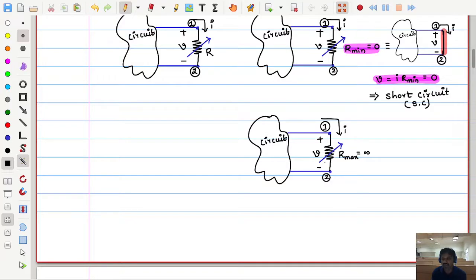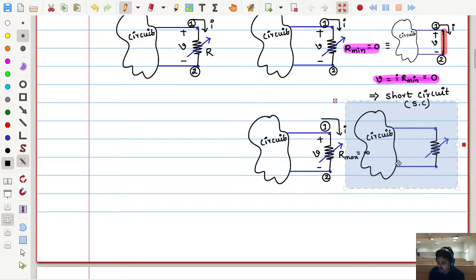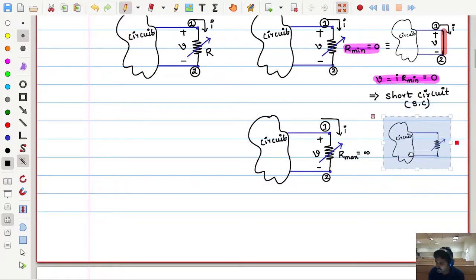Zero current. Clear? So now we can make this equivalent in this way. It is equivalent to saying that a very high resistance is there. What does high resistance represent? Simply open, meaning nothing is there here.